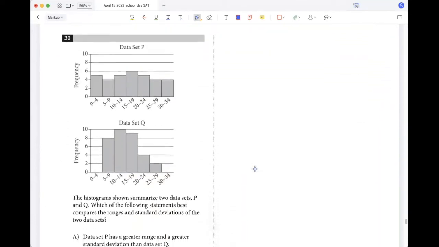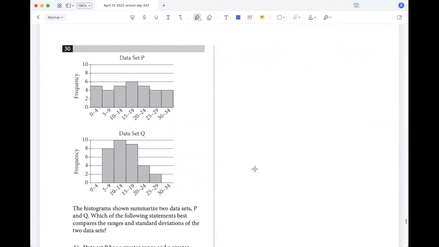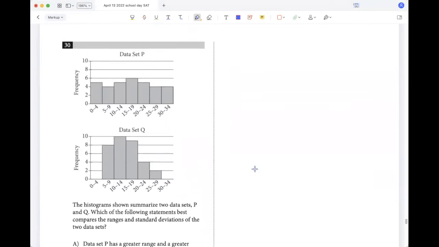Okay, the histogram shown summarizes two data sets, P and Q. Which of the following statements compares the ranges and standard deviations? This one starts from 0 to 4 and goes to 30 to 34. So let's say 32 minus 2, so around 30. And this would be like 28 minus 6, so this would be 22. So obviously the range of P is greater than the range of Q.